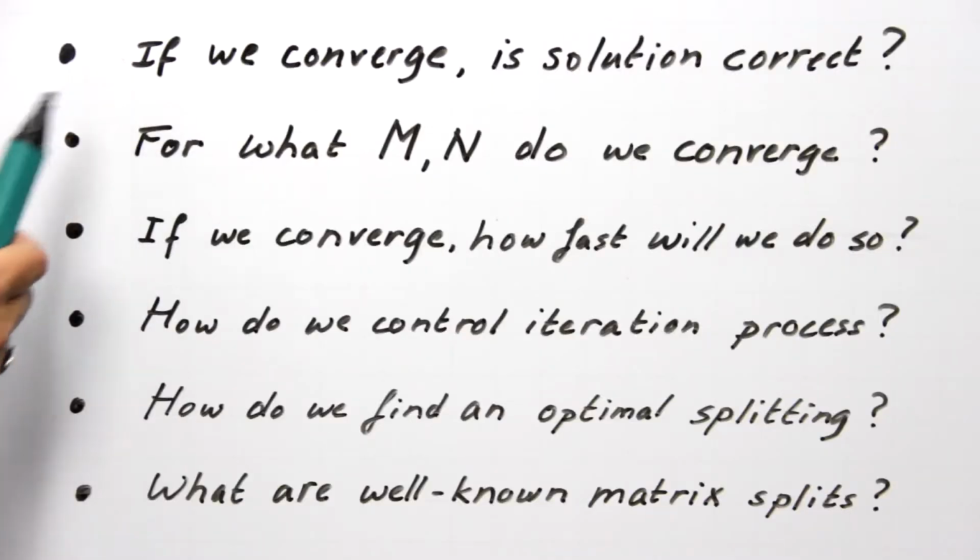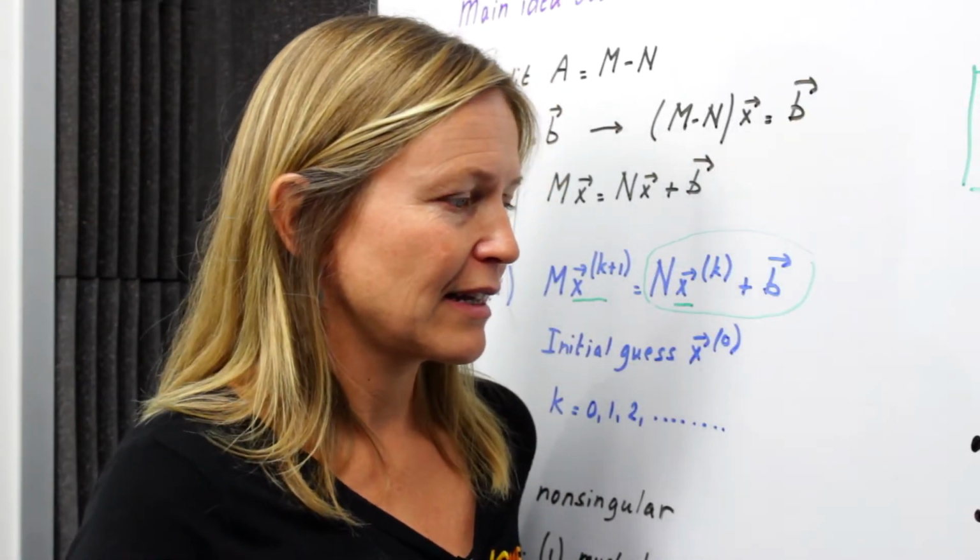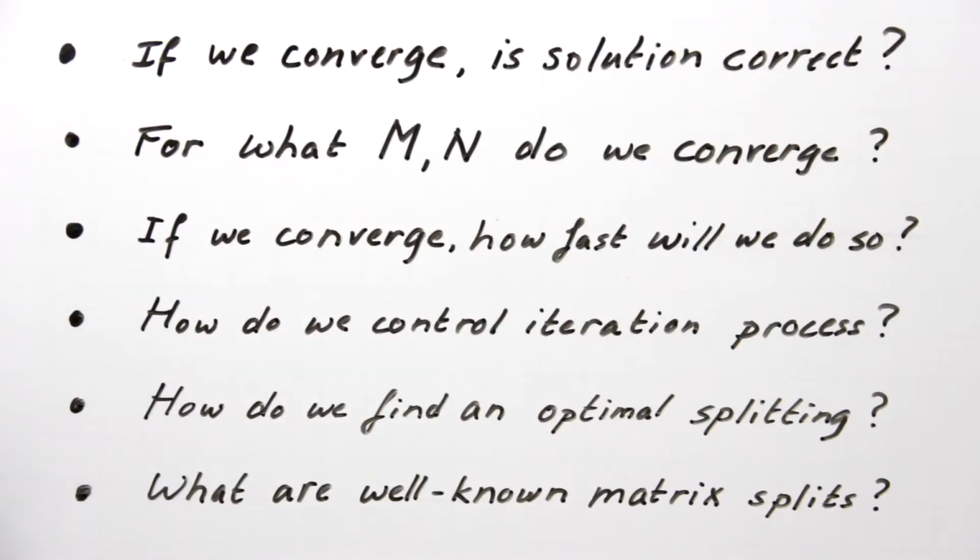The first one, of course, is that if we actually converge in this iteration process, will we converge to the correct solution? It would not be a very useful process if we did converge, but the answer that we got was nowhere near the actual solution x. So that's the first thing we'll have to check. Then the next question is, can we find some general criteria for M and N so that we know that we will always converge independent of the initial guess x0? And then, if we converge, how fast will we converge? And how do we control that as well?